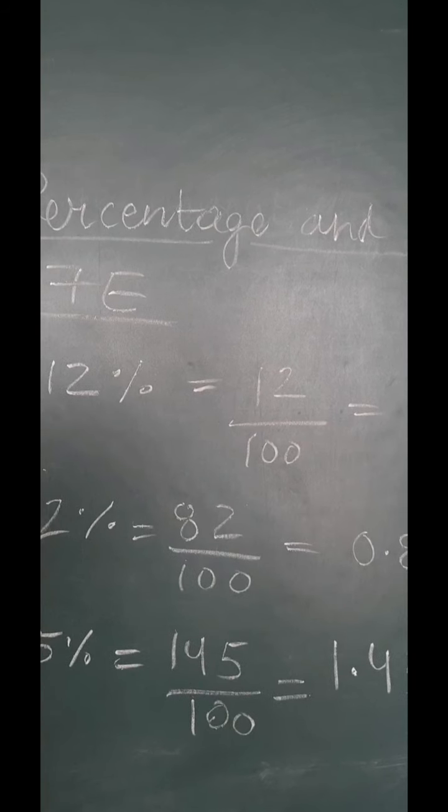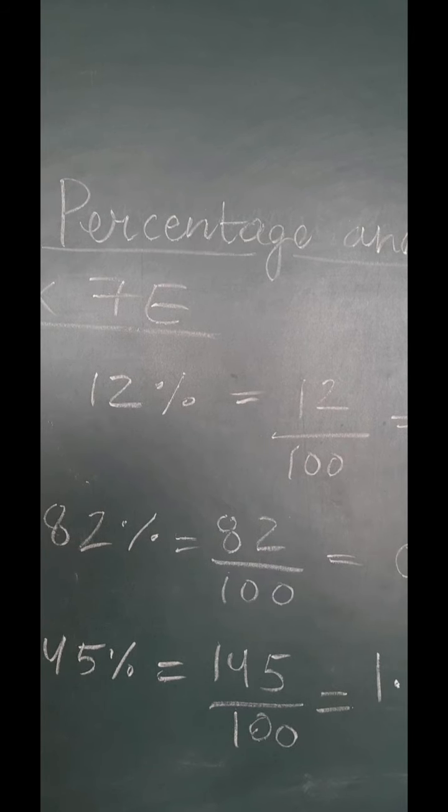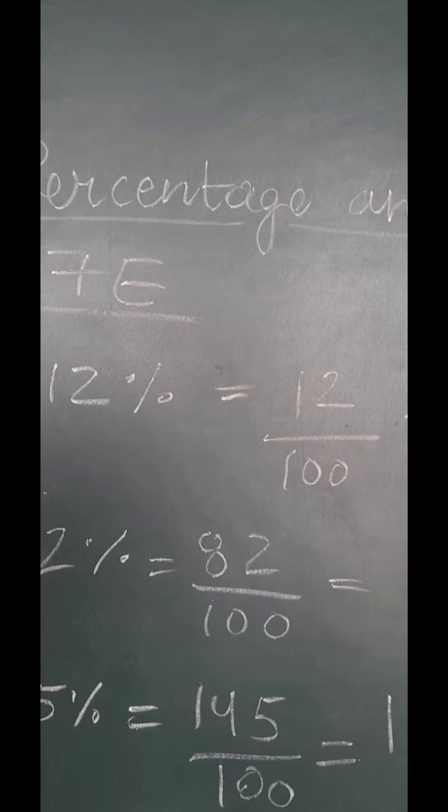Whenever anything is written in the form of percentage, how do we convert it into the form of decimal? The steps which we need to follow: firstly, you will convert the percentage into a fraction. And how do we convert a percentage into a fraction? Just divide the percentage by 100 in order to convert it into a fraction. After converting it into a fraction, we have to convert it into decimal.